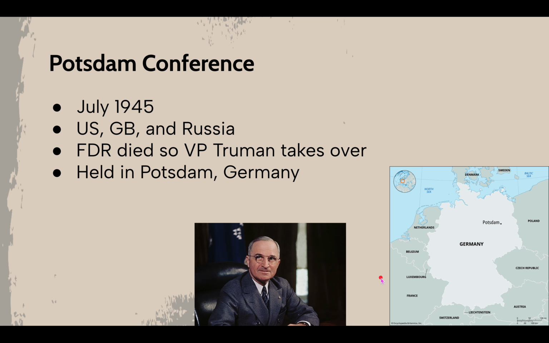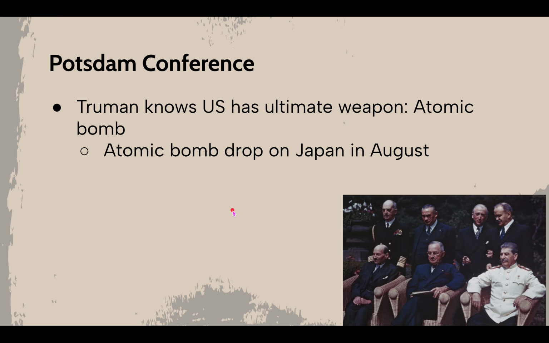In July of 1945 was the Potsdam Conference. This is again where the US, Great Britain, and Russia meet once again. The only change is that FDR is dead, so Vice President Truman, who is now the president, takes over. It is held in Potsdam, Germany, which is located right here. Truman knows that the US has the ultimate weapon, which is the atomic bomb. The atomic bomb would then later drop in August on Japan.